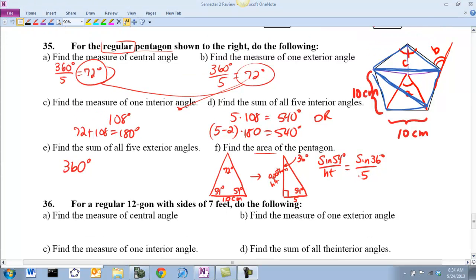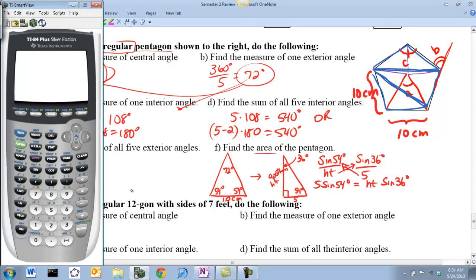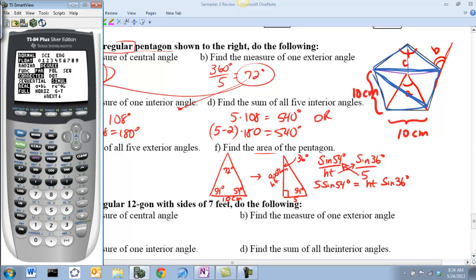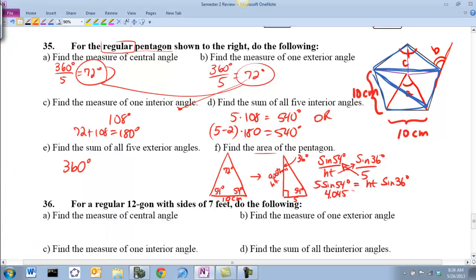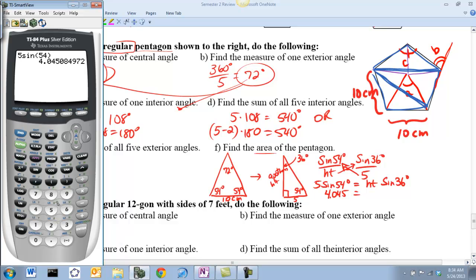So we cross multiply by taking 5 times the sine of 54 and the height times the sine of 36, and on the calculator I want to make sure that I'm in degree mode, and I am, so that's good. So now I take 5 times the sine of 54, that gives me 4.045, and over here the height times the sine of 36, 0.5877.